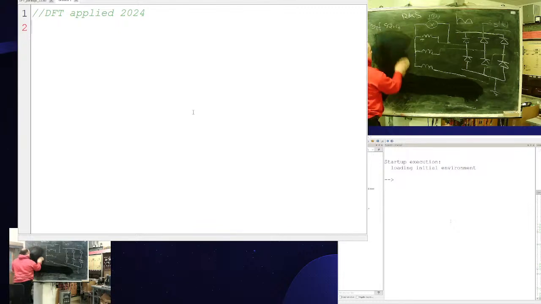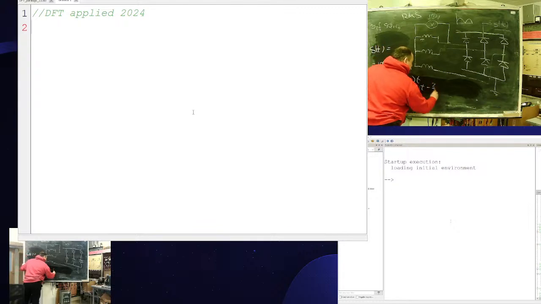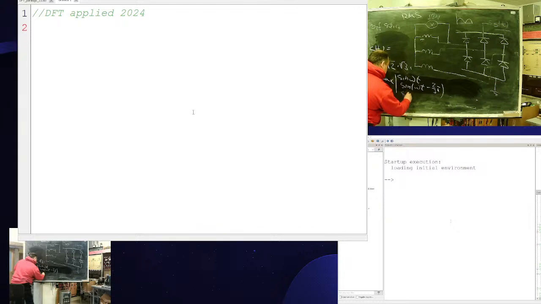here, for example, I can write v equals 10 multiplied by square root of 2 multiplied by square root of 3 multiplied by the maximum of sine omega t, sine of omega t minus 2/3 pi, and sine of omega t plus 2/3 pi.